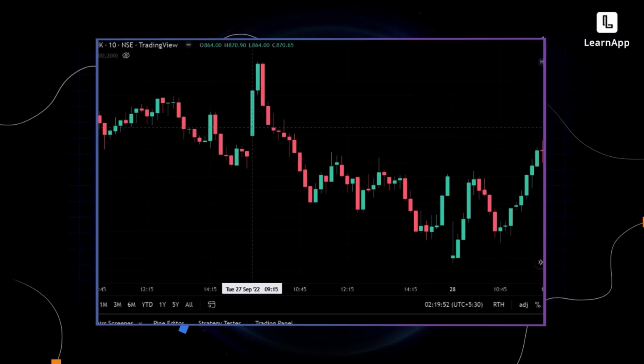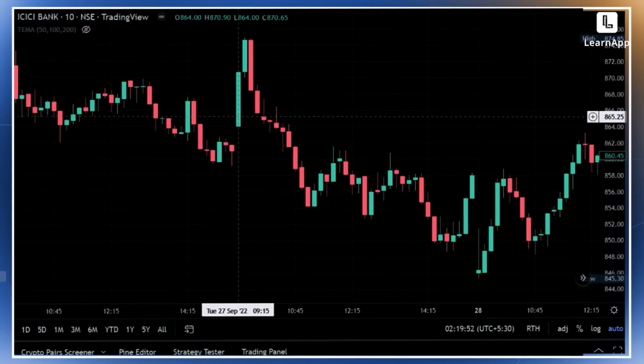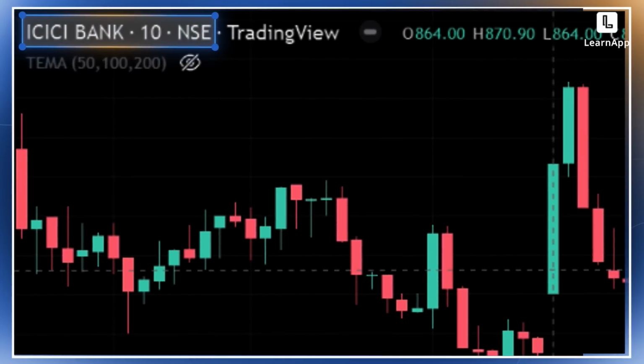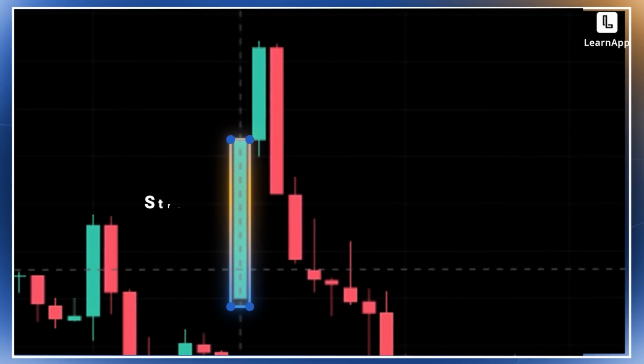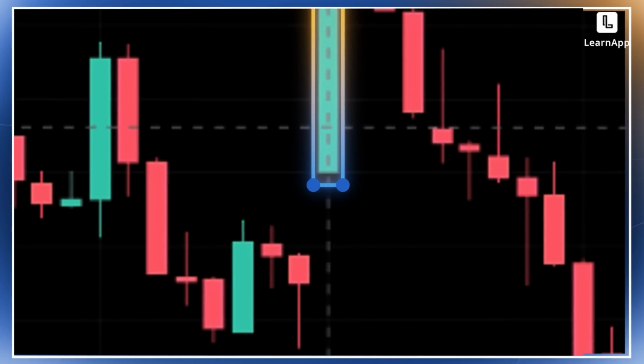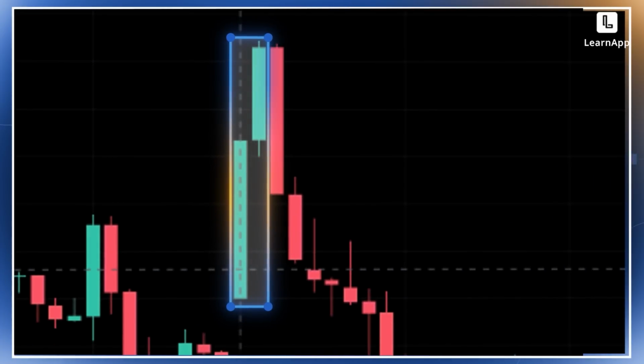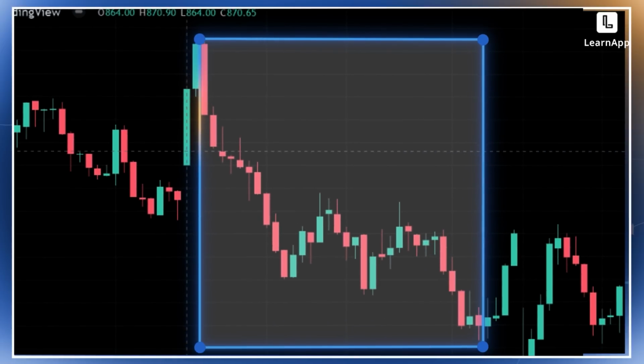One more example we have over here, and this is a failure example where actually the situation did not turn out as we expected it to. And this is ICICI, 10-minute. We can see a strong bull bar over here, really big, and it's green, and we can see that it has no wick on either side. It is a Marubozu. Market moved up in the next bar and then completely reversed. So this is an example of a failure setup.